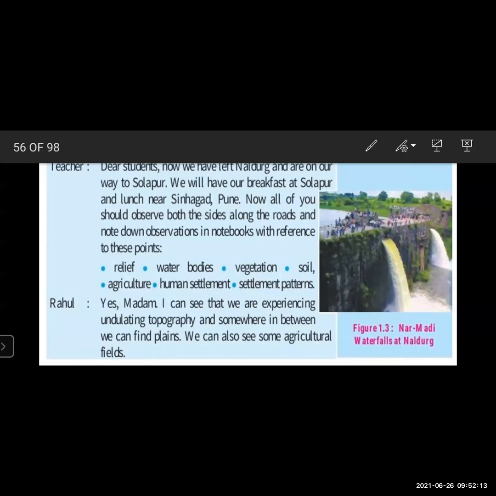Now Rahul is saying something to his teacher. He's saying, yes, madam, I can see that we are experiencing undulating topography, and somewhere in between we can find plains. We can also see some agricultural fields. This I have already explained to you, what is plain and what is topography.